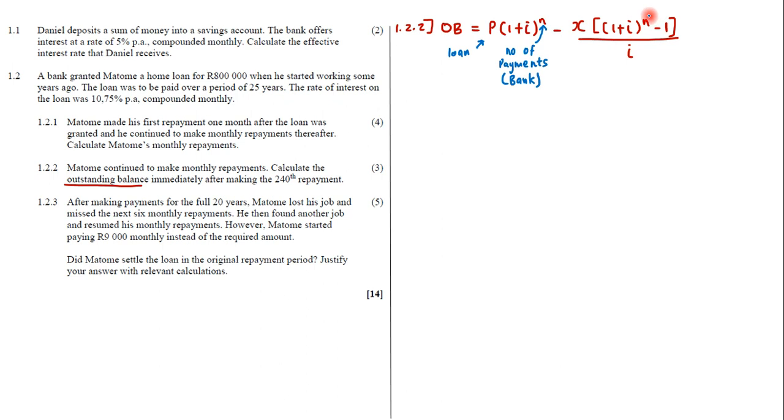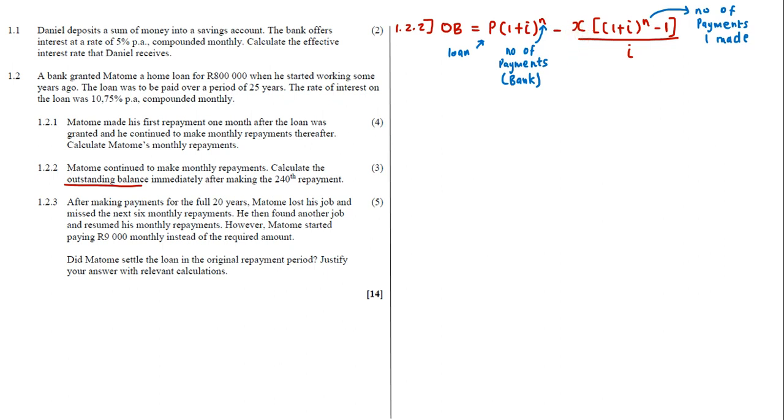Then what about this N then? If I'm saying this is the number of payments that the bank is expected, now this N here becomes the number of payments that you made, right? So I'll say payments I made. This is what the bank expects. This is what I've made, right? And then of course X here is my monthly payments and all of that.